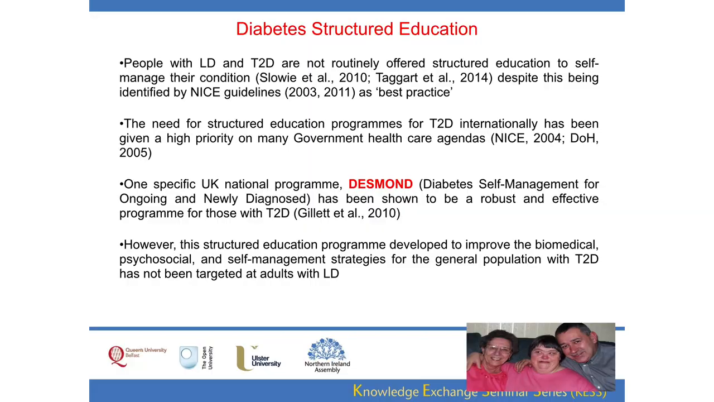And one of the biggest things that's recommended by the government, if you've got type 2 diabetes, is that you go along to a structured self-management programme. And we have found, and many, many studies have found across the world, that people with learning disabilities are not offered structured diabetes education, which has been found to help. So again, it's not routinely offered to this population, even though it's identified as best practice by the NICE guidelines in 2003-2011.